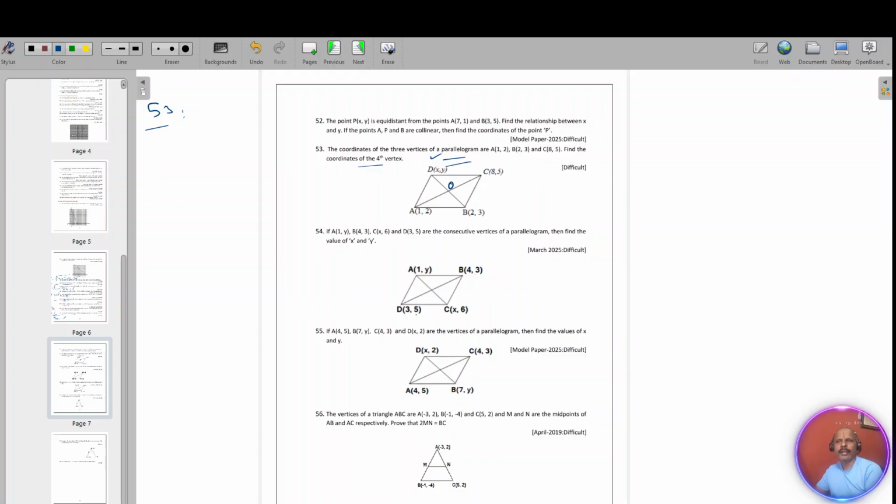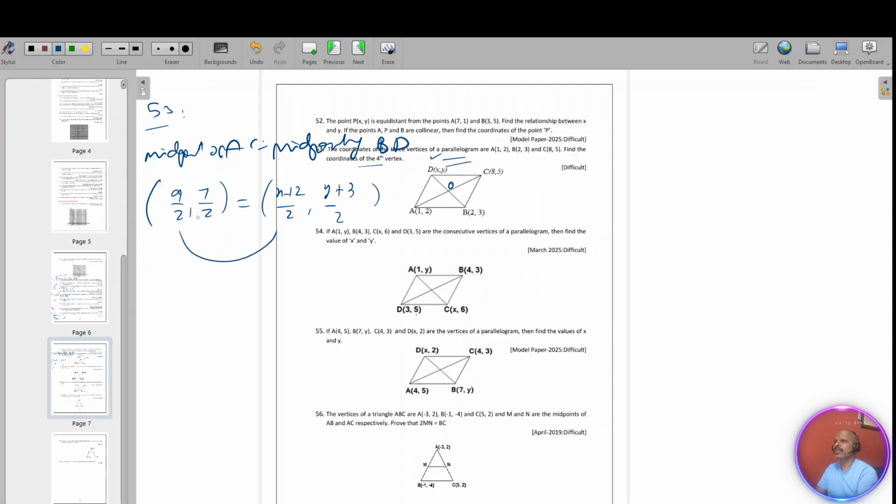So use that formula. What you have to use is midpoint of AC equal to midpoint of BD. So for AC you apply the midpoint formula. What you get, I'm just writing directly: (1 plus 8)/2, which is 9/2, and (2 plus 5)/2, which is 7/2, equal to ((x plus 2)/2, (y plus 3)/2).